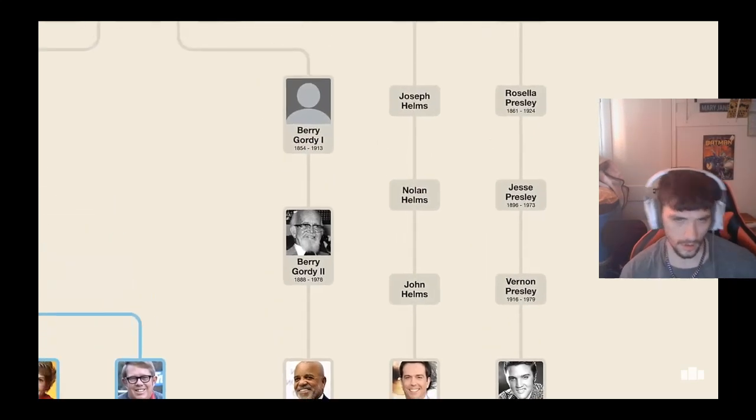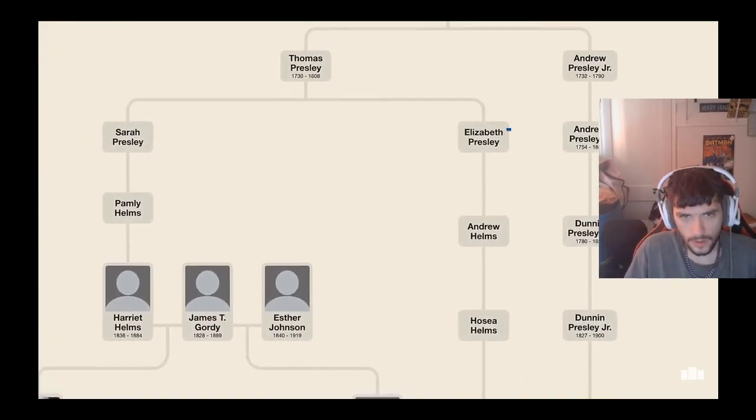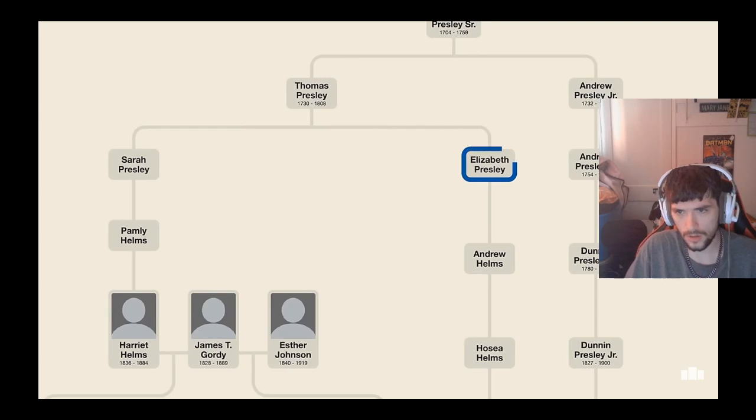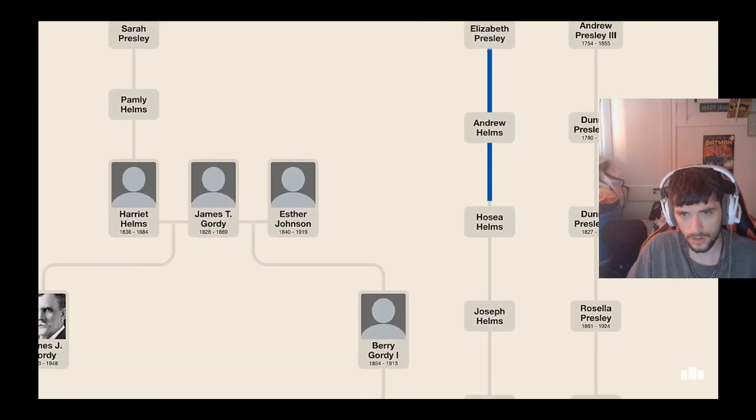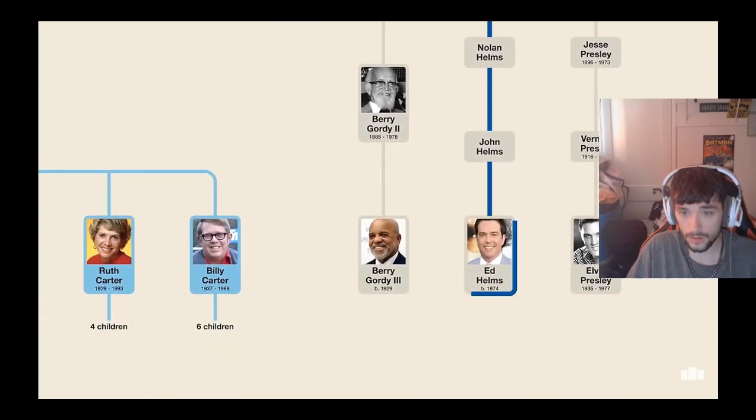Take note also that Sarah Presley and her sister Elizabeth both married men from the Helms family. Whereas the line of Sarah Presley Helms leads to Jimmy Carter, the line of Elizabeth Presley Helms leads to actor Ed Helms, known mostly for his role in the show The Office.